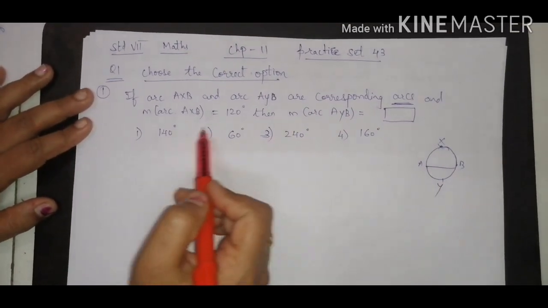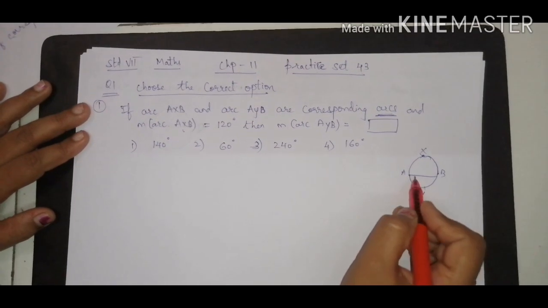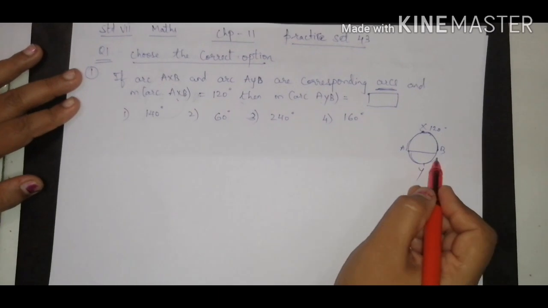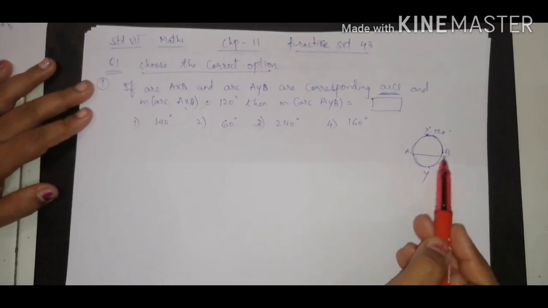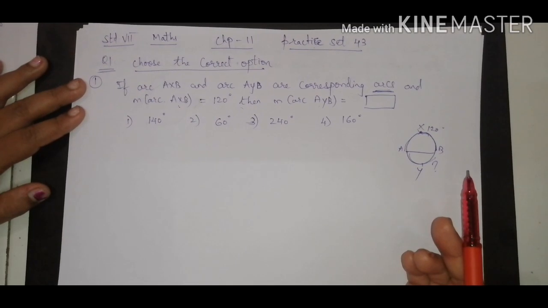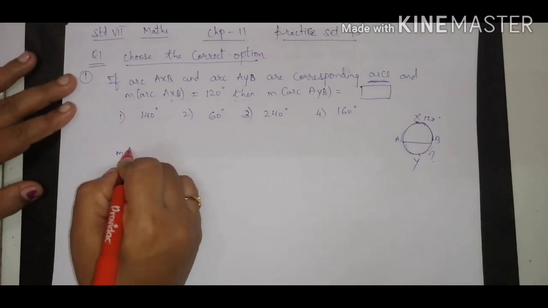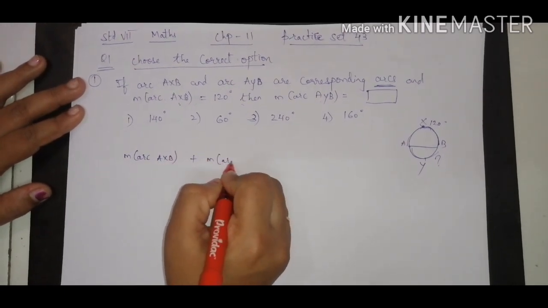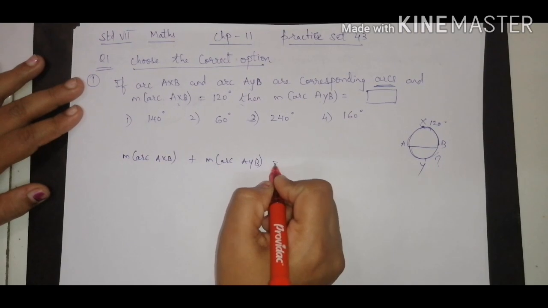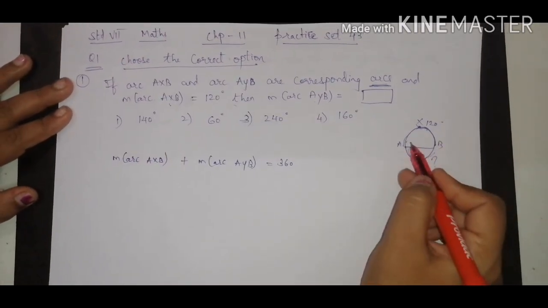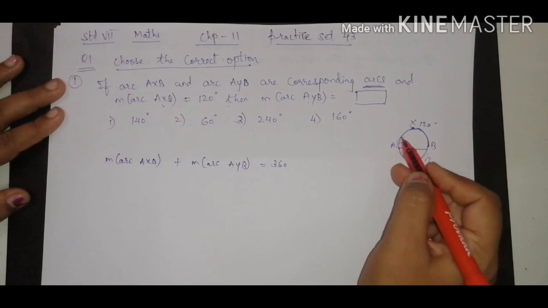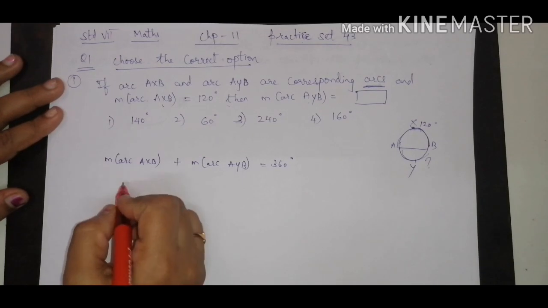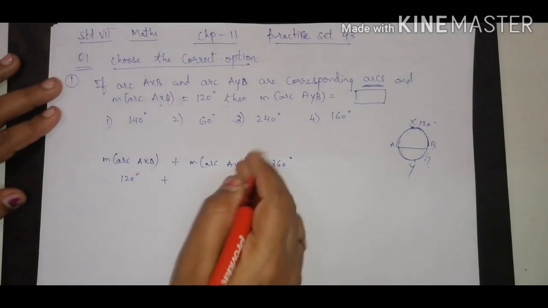They are saying these are the arcs and they have given us one arc's measure. Suppose they have given me arc AXB's measure 120 degree. They are asking what is the measure of AYB. You all know the total measure of the circle is how much? 360 degree. So you can write like this: measure of arc AXB plus measure of arc AYB is equal to 360 degree. This is forming a circle only and the circle's total is 360 degree. Out of that, AXB's measure I know, 120 degree. AYB I have to find out.